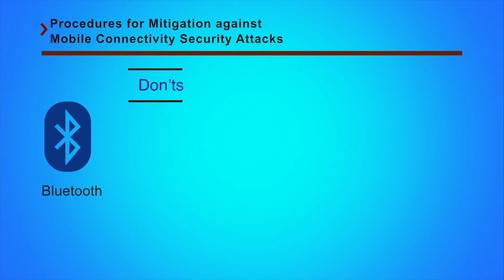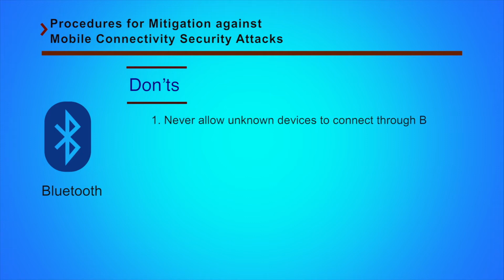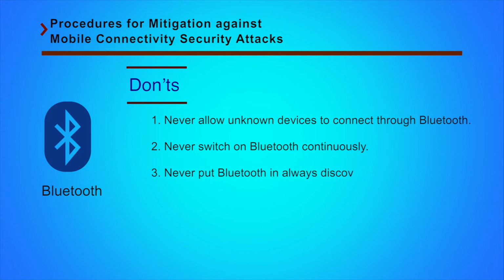Now we'll discuss the points that you should avoid while using a Bluetooth device. Never allow unknown devices to connect through Bluetooth. Never switch on Bluetooth continuously. Never put Bluetooth in always discoverable mode, as attackers can take advantage of its default always on, always discoverable settings to launch attacks.